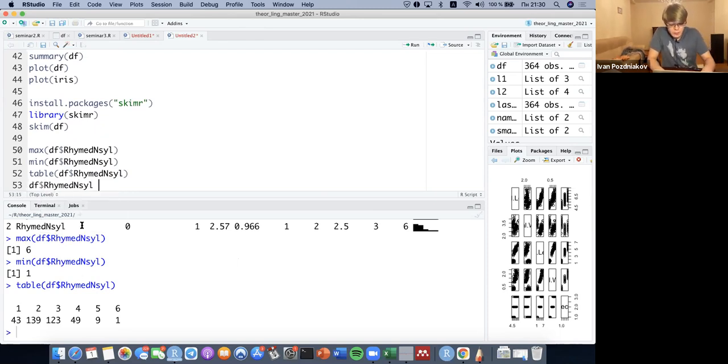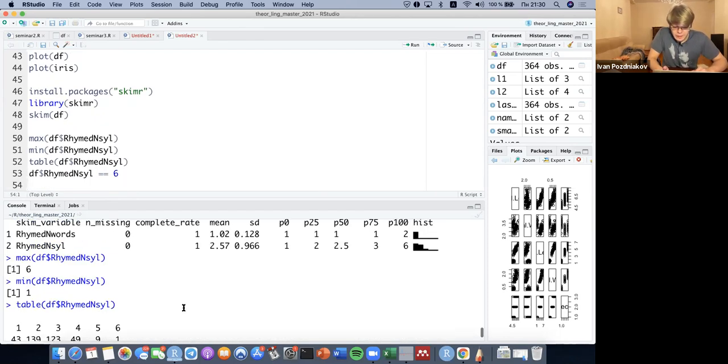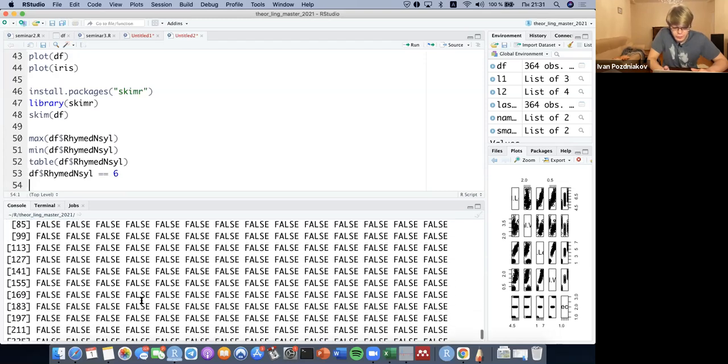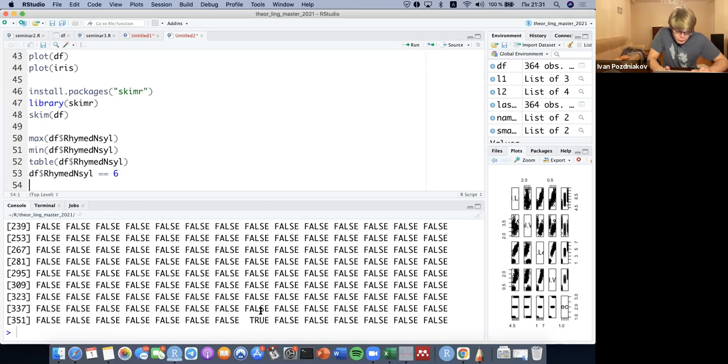So in this case, we compare this vector to six. And actually what we got there is a very long logical vector, false, with one small true in the end. It's even hard to find it, right? And then we use this logical vector to subset from the original data frame the row that we are interested in. So we use this logical vector to select rows.